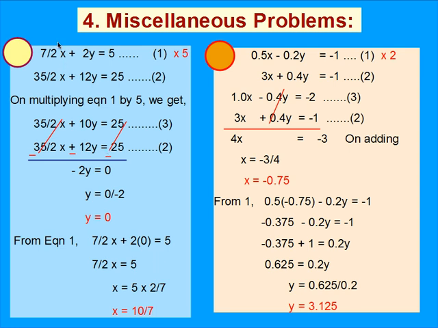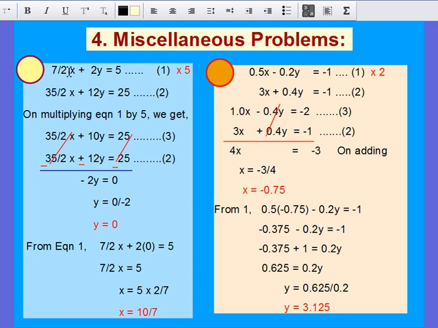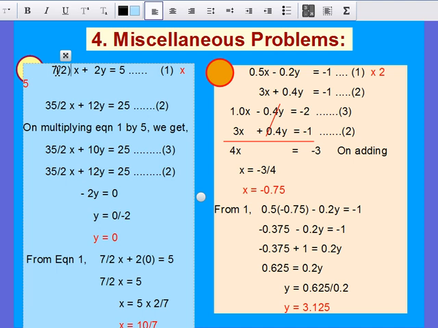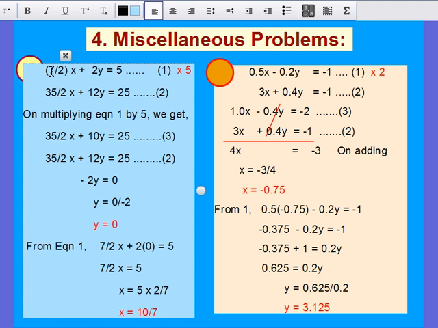Please make a note, x is separate. So you should not be confused. I can put in bracket if you want. So it is 7 upon 2 this way. Okay, so now you will understand what I want to say.